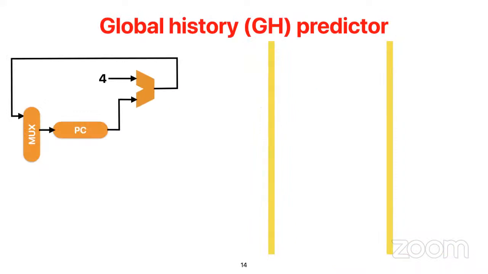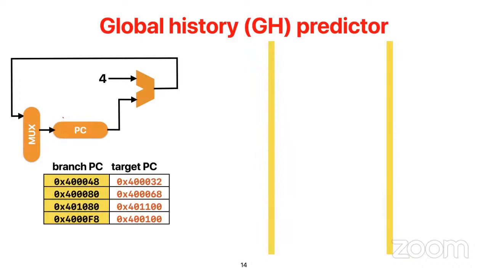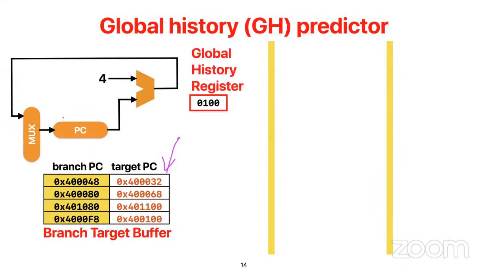The basic idea, well, here is just the PC plus 4 logic. And then we still have the branch PC and a target PC, because we need a target PC for fetching instruction if we predict taken. However, instead of having states locally, we do not have local states. Instead, we have a global history register. For example, here I have 4 bits, meaning that I am tracking the last 4 branch history. And here I put 0100, which means that the last 4 branches were not taken, taken, not taken, not taken.